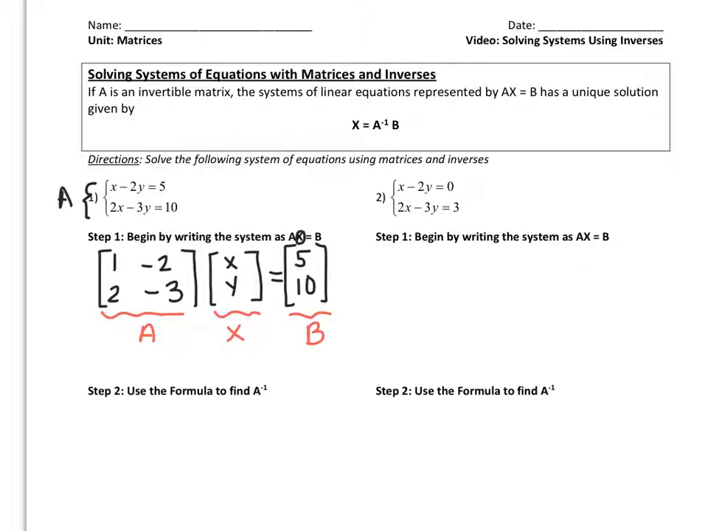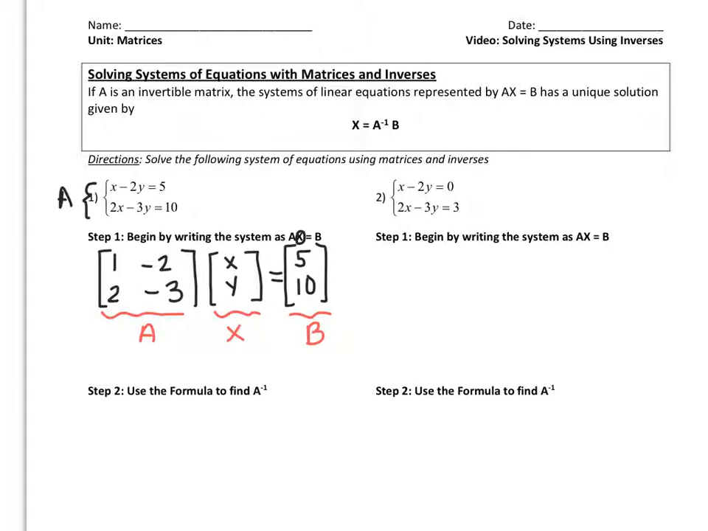Now basically what I did was I just separated this so that it was two different matrices. So don't you agree if I were to multiply these together, it would be 1 times x, which is x, and then -2 times y is -2y. Right? That's how we would multiply them, and then they would equal 5 and 10.